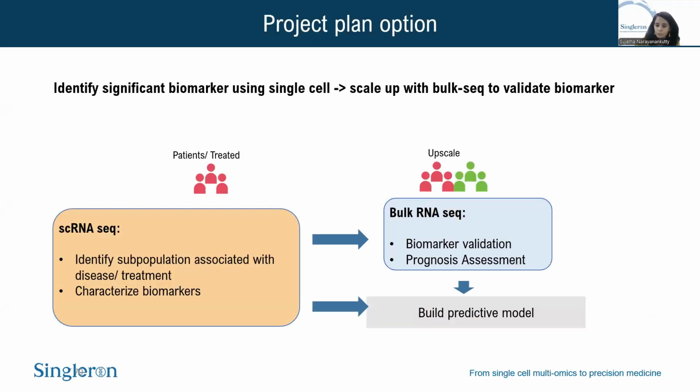The other option would be to do single cell first. So you start with single cell, where you look into something and try to identify something from a small subpopulation. Say, for example, you've characterized a biomarker using single-cell RNA-seq. And from there, you can upscale and do more bulk work to validate that, and then use predictive models available today to see if this works. So these are the two ways you can think about planning your project. If you've not started, or if you've already done bulk, you can think about how single cell can come into that project and give you better insights into your data.